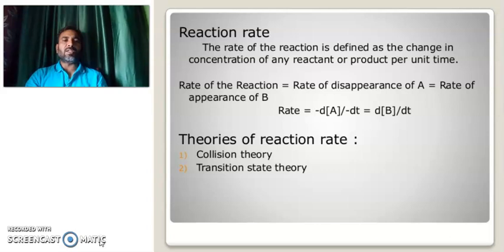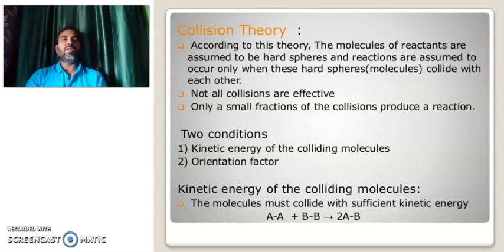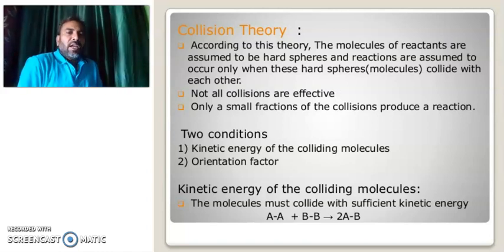So theories of reaction rate depend on collision theory and transition state theory. So what is collision theory? According to this theory, the molecules of reactant are assumed to be hard spheres, and reactions are assumed to occur only when these hard sphere molecules collide with each other. Not all collisions are effective, only a small fraction of collisions produce reactions.